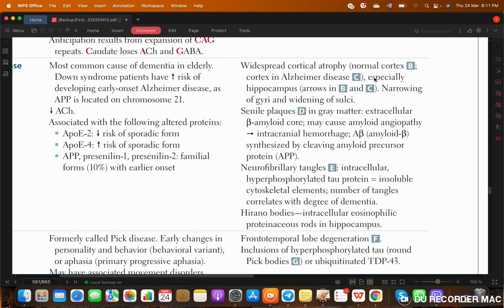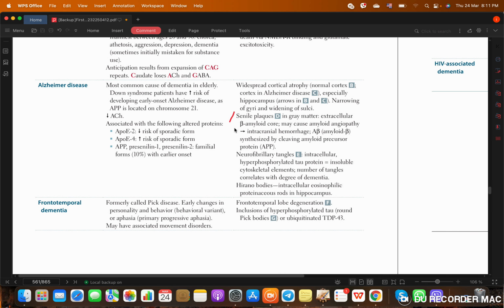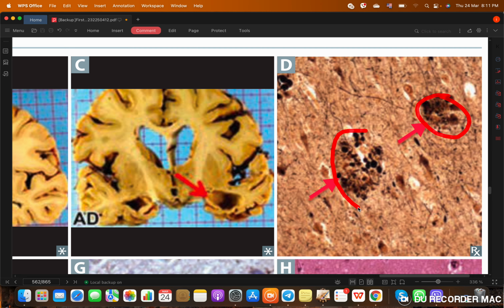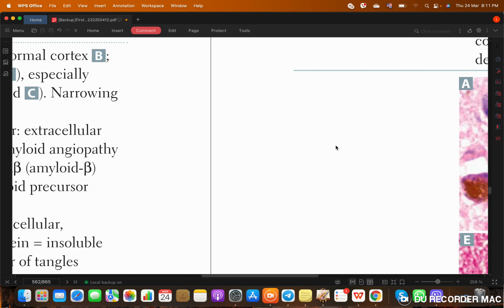Where is it? Yes, it's gone. Narrowing of the gyri and widening of the sulci are all symptoms of atrophy of the brain. Senile plaque, which is a histological finding, can be seen on the gray matter. So let's take a look. So these are the plaques, as you can see here and here. This is the senile plaque.